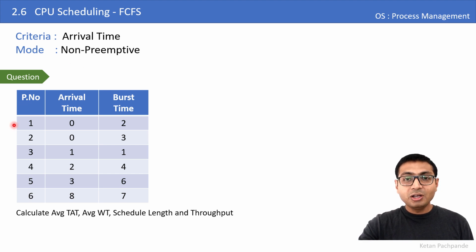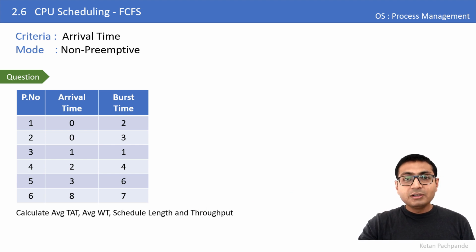Let's take 6 processes here. Arrival times of these processes are given. Let's assume that P1 arrives at time 0, P2 also arrives at time 0, and so on. P1's burst time is 2, meaning it will take 2 units of time in the CPU for execution. P2 will take 3 units, and so on. And the question is, calculate the average waiting time, average turnaround time, schedule length, and the throughput of the system.